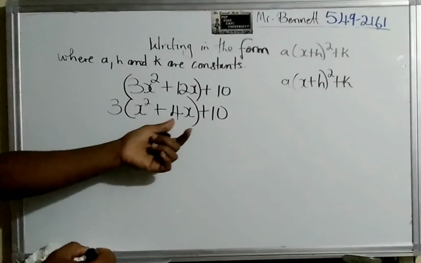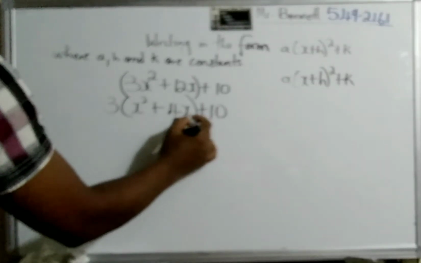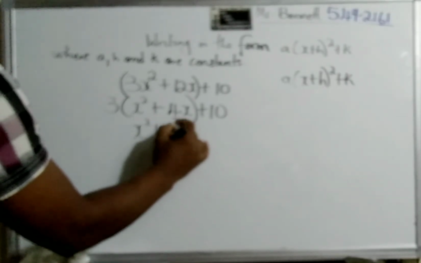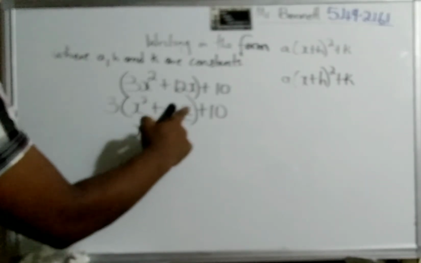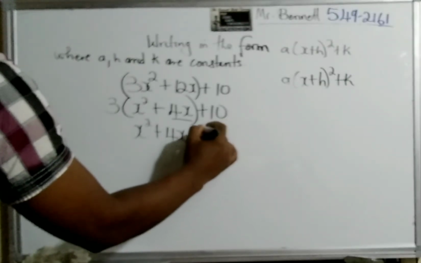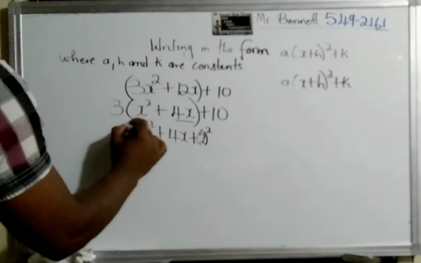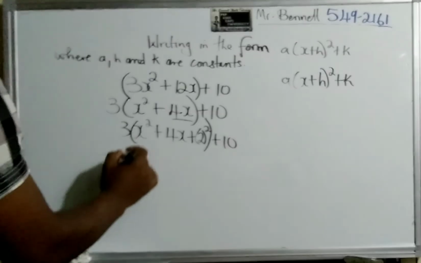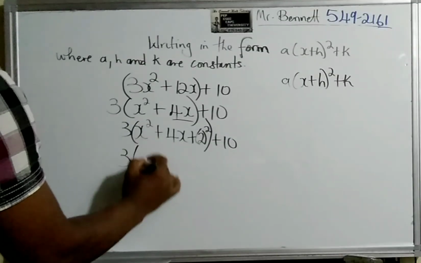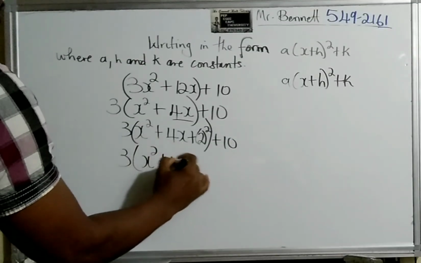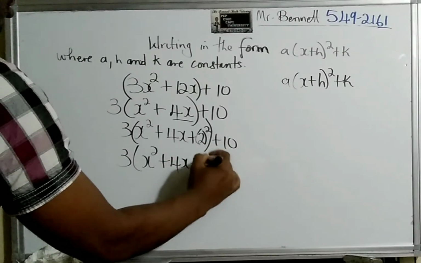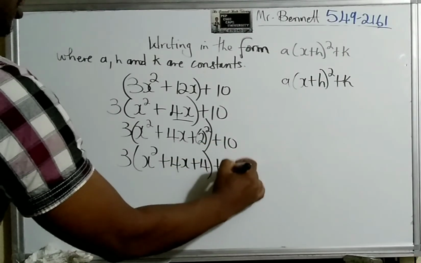Now we must find a half of the x term and square it. So let us do that. x squared plus 4x. A half of 4 will be 2. But remember, we're going to square it. And square means to multiply by itself. So x squared plus 4x, 2 multiplied by 2 is 4. So we put the 4 there, plus 10.